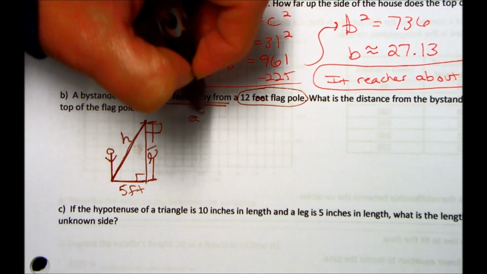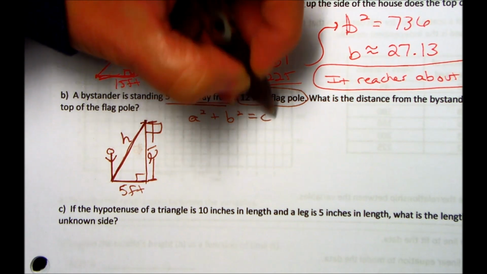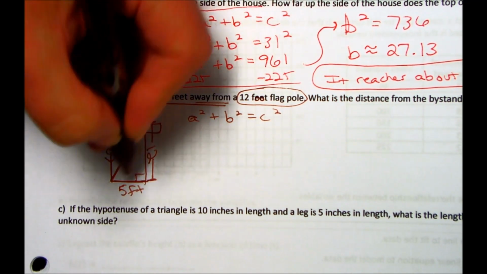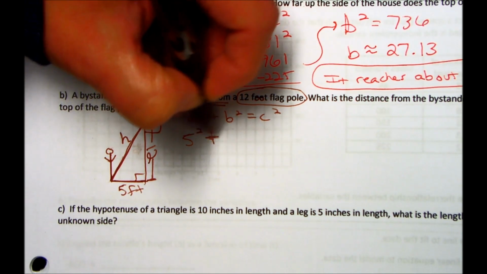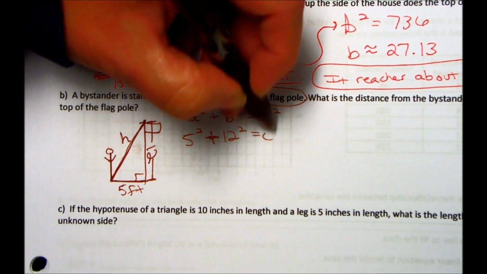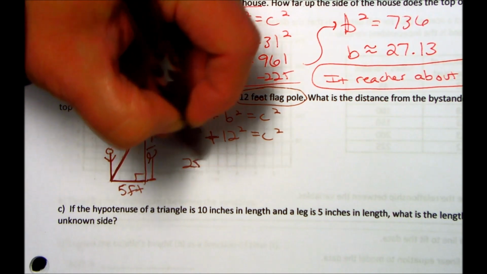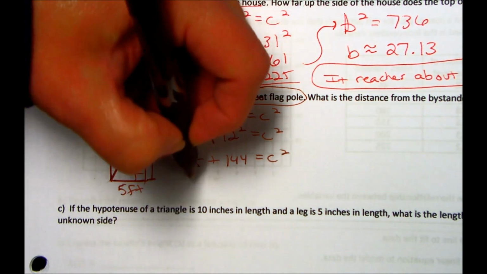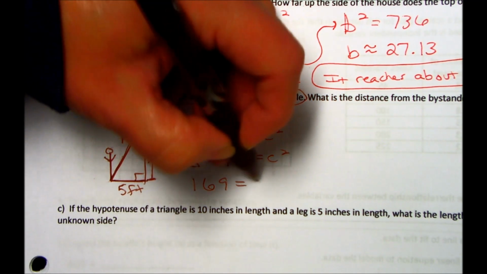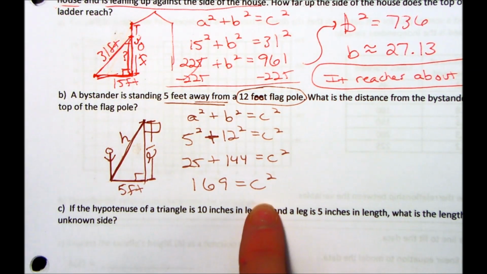So again, your Pythagorean theorem, a squared plus b squared equals c squared, but the two legs are given. So I'm going to call a 5 plus 12 squared equals c squared. So 5 squared is 25, 12 squared is 144. When I add those together, I get 169 equals c squared.